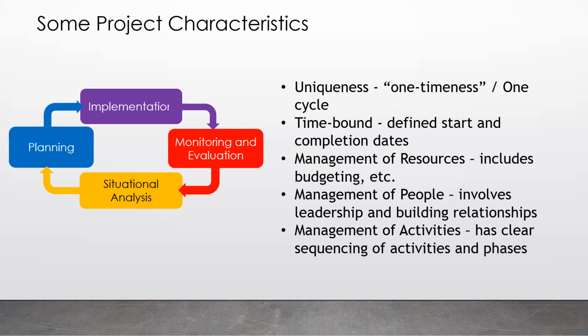One is uniqueness or one-timeness, one cycle. It's time-bound. It has defined start and completion dates. The project must be able to manage the scarce resources. It also involves management of people, leadership, and building relationships. It's also a management of activities. It has clear sequencing of activities and phases.